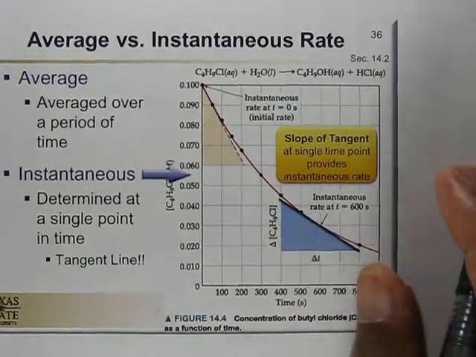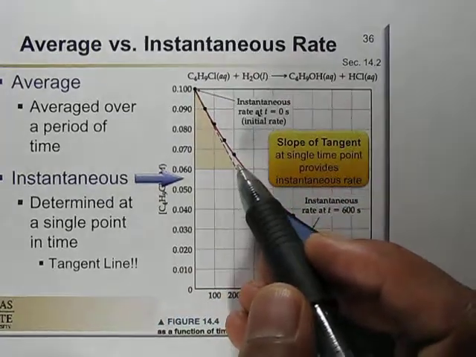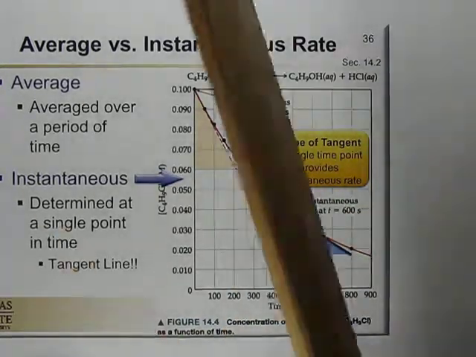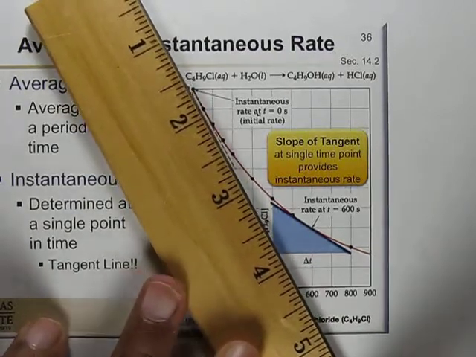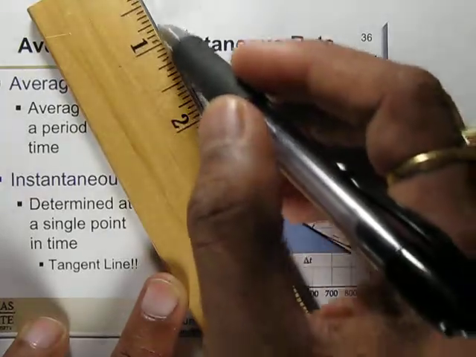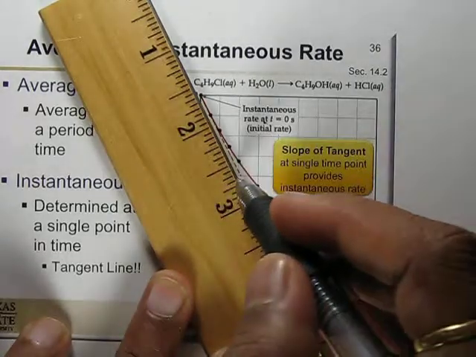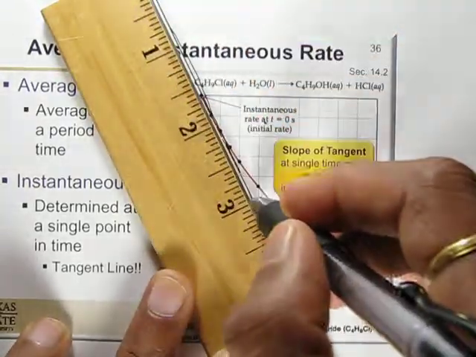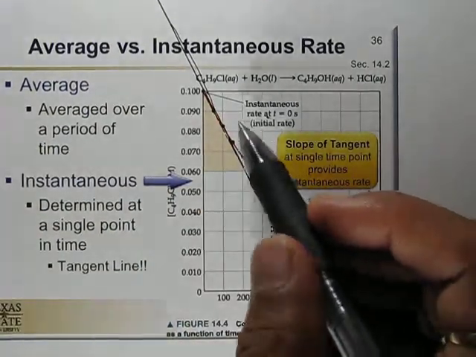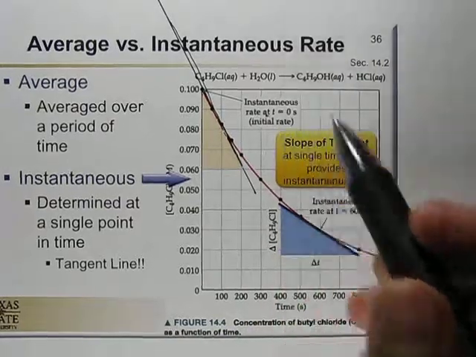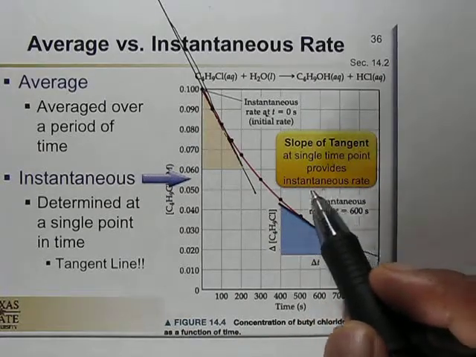In this graph, for the initial rate, if you draw a tangent line, it means the line which is just touching this point. Suppose we have to draw a tangent line at this 0 point, we draw a line like this one, just touching. So this will be the tangent line just touching the 0, and at 0 time the instantaneous rate will be 0 because the reaction has not started. The slope of the tangent at a single point provides the instantaneous rate.